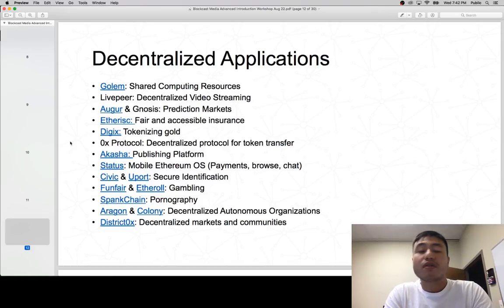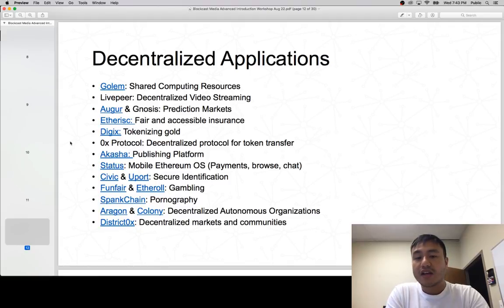Like, for example, LivePeer. LivePeer is a decentralized video streaming protocol where it basically works like Twitch, except you don't need Twitch anymore, which is a pretty cool concept. People are tokenizing gold. There's 0x protocol, which is creating protocols for token transfers directly between person A and person B without needing to go through a centralized exchange, for example, which is pretty cool.